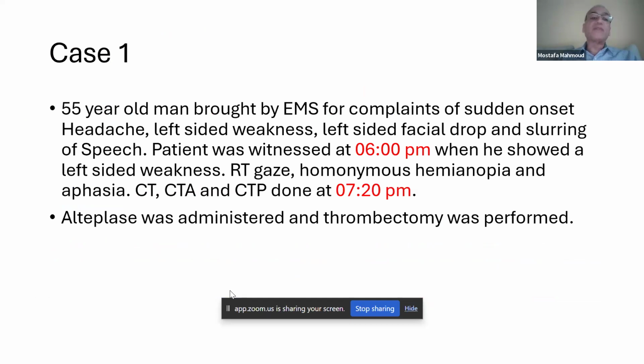Case number 1 is a 55-year-old gentleman presented with sudden onset of headache and left side weakness. The patient was witnessed, and it was in Ramadan at 6 p.m. when he showed left side weakness and right gaze. Upon arrival to the ED, there was obvious homonymous hemianopia and aphasia. CT, CTA and CTP were done at 7:20 p.m. Alteplase was administered.